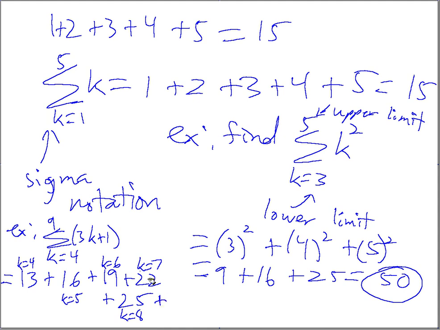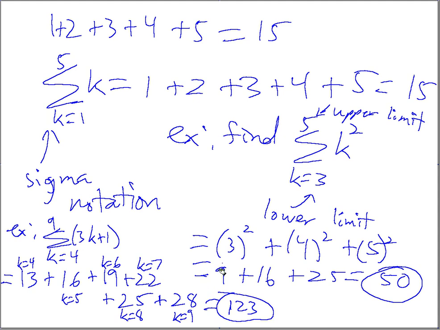And lastly, we finally get up to the upper limit of 9. When k is 9, you should get what? 28. When k is equal to 9, because it's just increasing by 3. So 3 times 9 is what? 27 plus 1? Yeah, we do get 28. So what's that equal to in the calculator again? I'm just going to punch this in the calculator instead of adding it by hand. 13 plus 16 plus 19 plus 22 plus 25 plus 28. 123. So the answer is 123 for this sum.